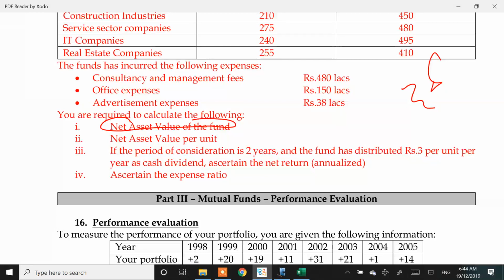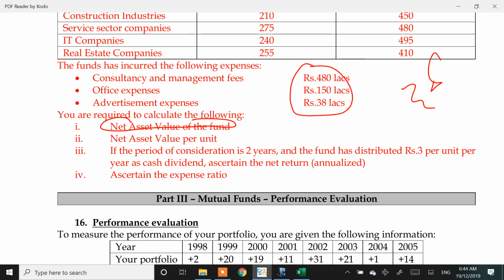Now, they have said the fund has incurred the following expenses. I have one piece of information which is not very clear, whether this expense is for 1 year or for 2 years. So, that part is not very clear. I will make my assumption and proceed on that. My assumption is these expenses given are for a period of 2 years. Expense ratio is normally calculated for a year.